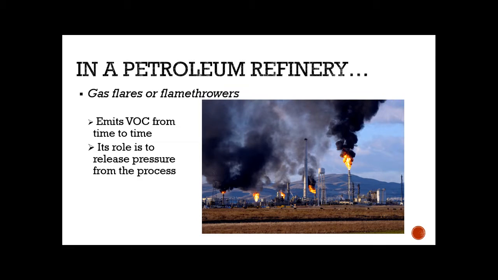So when you go to Petron or any petroleum refineries, they have what you call a flamethrower. It's like something that you see in the Olympics. It's a big flamethrower wherein they emit from time to time volatile organic compounds so as to release pressure from the process. So these may also add up in the formation of VOC in the atmosphere.